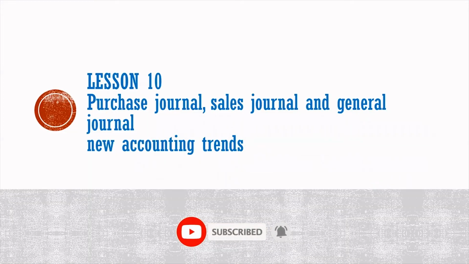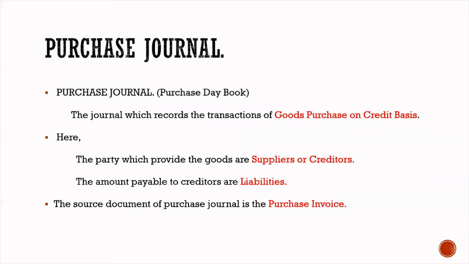So our lesson number 10 is about the purchase journal, sales journal and the general journal, as well as we will be discussing new accounting trends. So what is the purchase journal about? It is the initial prime entry book or the journal where goods purchased on credit are recorded.